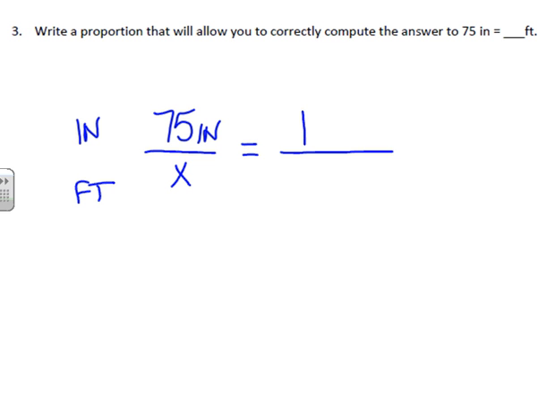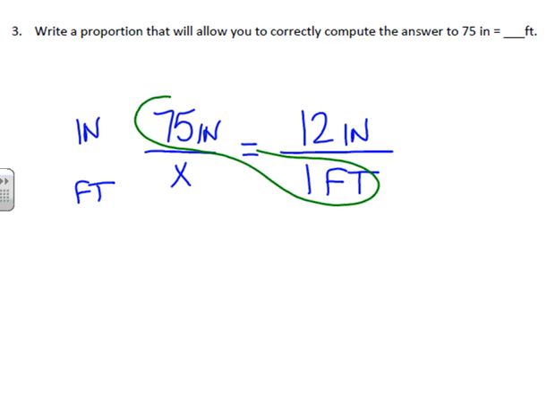And I know that there are 12 inches in 1 foot. So I'm going to set it up 12 inches over 1 foot. It doesn't ask us to solve, but we could easily solve by using cross products again. So 75 multiplied by 1 equals 12 times x. And this time I can use the regular equal sign because it's not an approximation. There are actually exactly 12 inches in 1 foot.